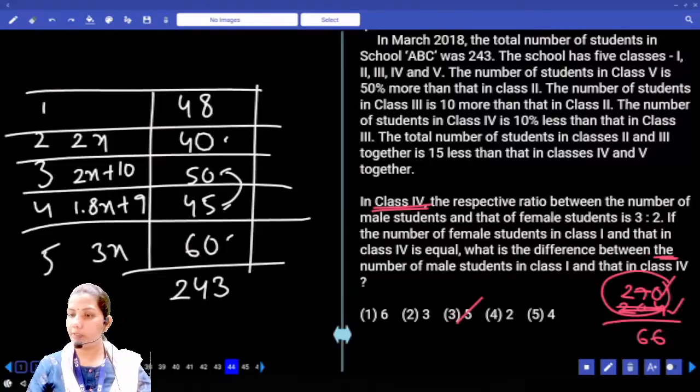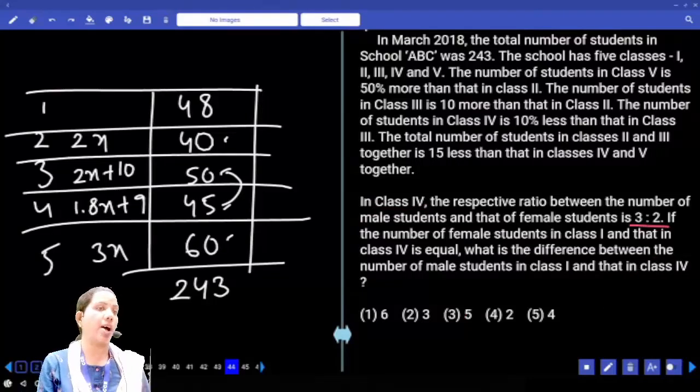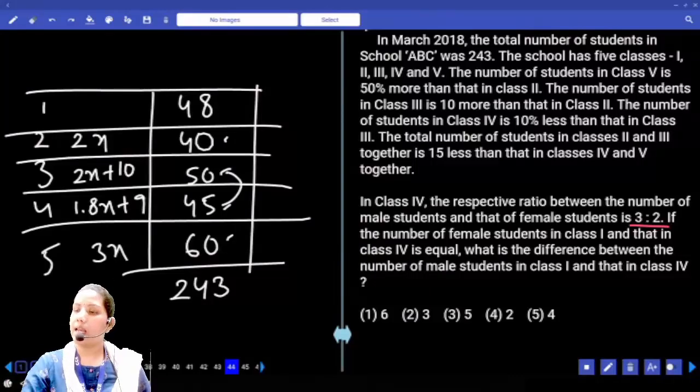Next question number 44. In class 4, the respective ratio between the number of male students and the female students is 3:2. 3:2 means how many parts? 5 parts. 5 parts is equal to 45, so what is 1 part? 9. Then male is equal to 27 and female is equal to 18 for class 4.